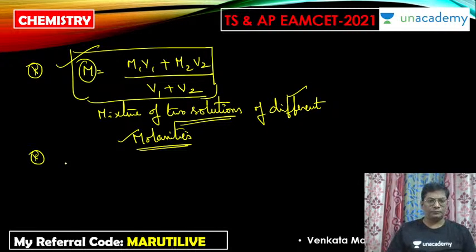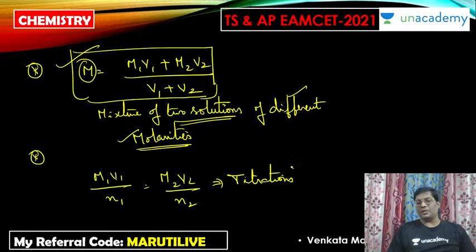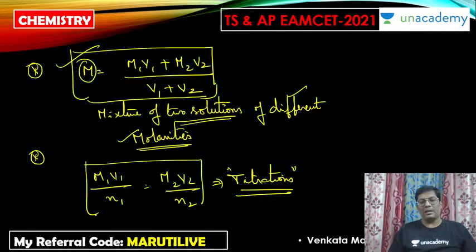And one more important formula you need to use, that is M1V1 by N1 is equal to M2V2 by N2, where we are using this formula only in titrations. Titration is a practical method, a volumetric analysis. In titration, if you are neutralizing two different concentrated solutions, then you have to use this formula to calculate the concentration of the other solution.